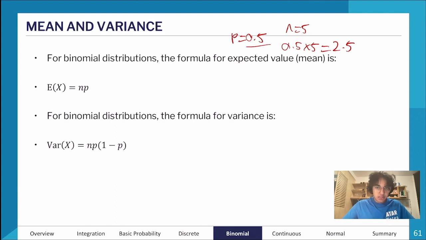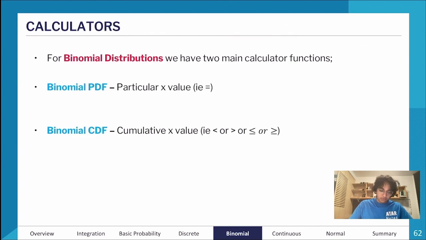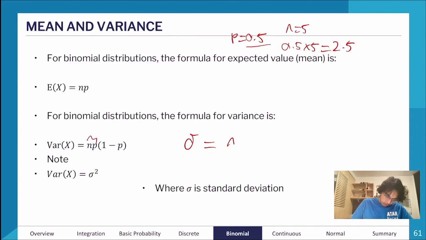For binomial distributions, the formula for variance is just np times 1 minus p. So the expected value times the probability of the complement, more or less, right? Again, remember that the variance is equal to the standard deviation squared. And so if I want to work out the standard deviation, that's just equal to the square root of np times 1 minus p, right? So these are quite important to know. They will get you to calculate this sort of stuff. So try not to get this confused with just normal discrete formulas. It does follow an entirely different rule.